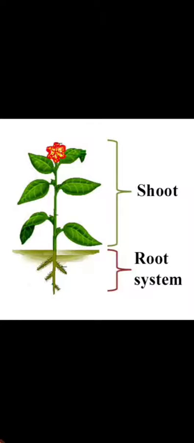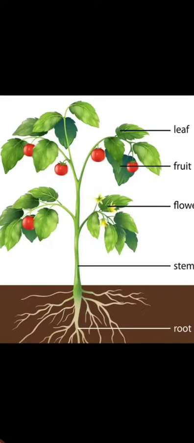The body of a plant is divided into two parts, root system and shoot system. The part that grows above the soil is called shoot, and the part of the plant that grows under the soil is called root system. The shoot system consists of different parts like stem, flower, fruit, leaf, branches and buds. We will see these parts one by one.